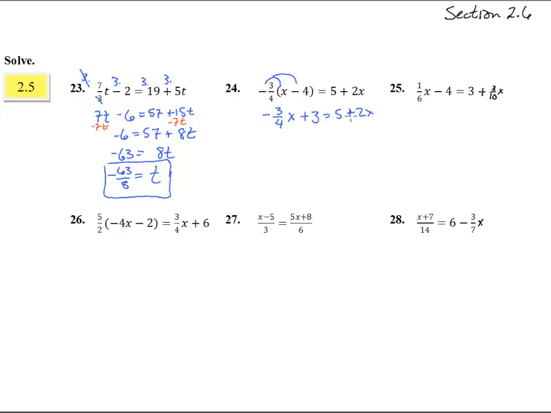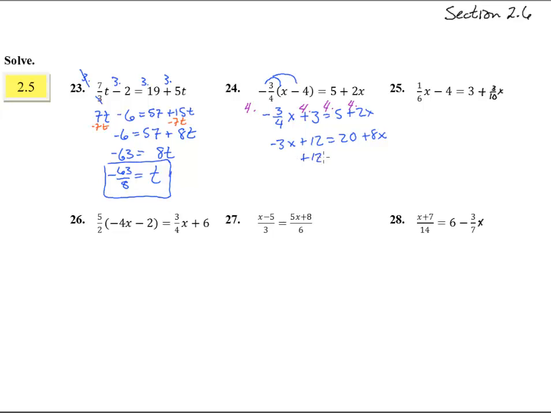And we have 1, 1, 1, and a 4, so 4 is the common denominator. Times 3 by the least common denominator. And we end up with something nice. Negative 3x plus 12 equals 20 plus 8x. Now we've got to combine the x's together. Here's a negative 3x over on this side and a positive 8x over here. Let's add 3x to both sides.